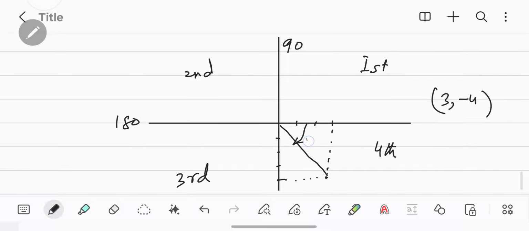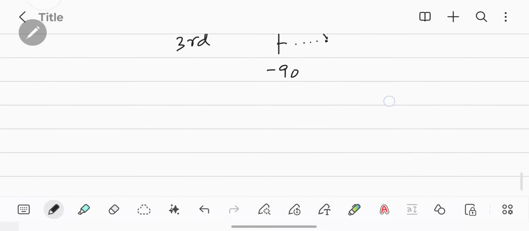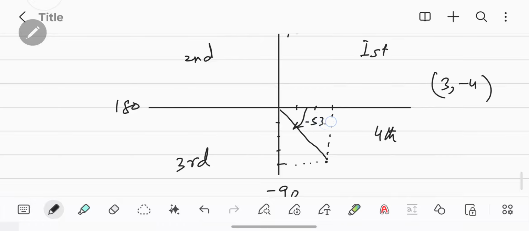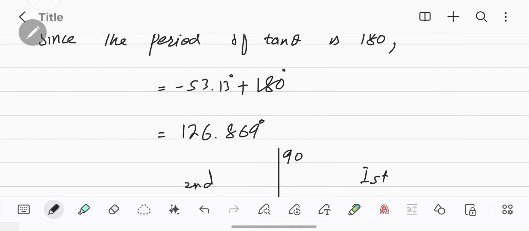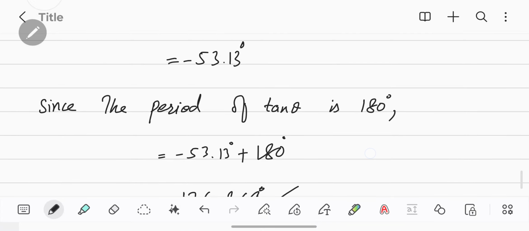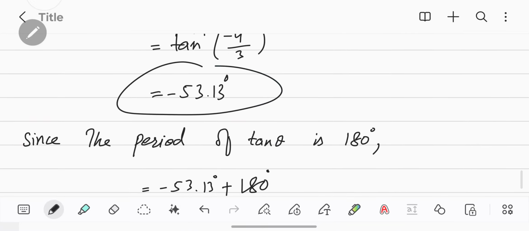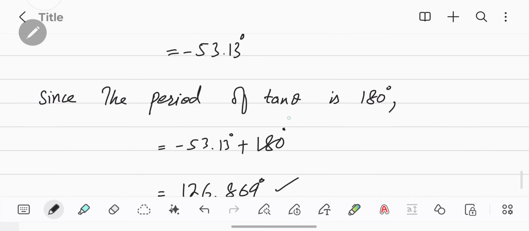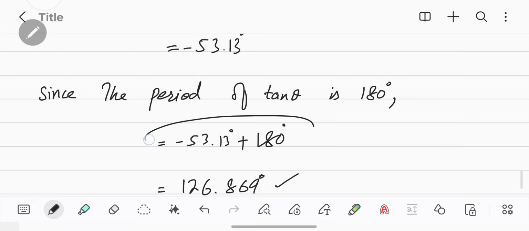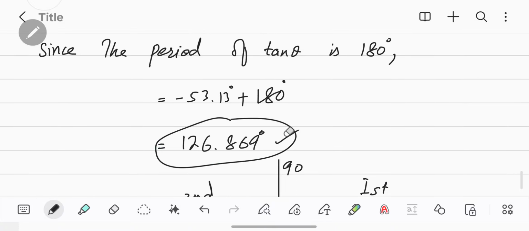So that means this angle is correct. This angle, negative 53 point something, completely determines my point. Otherwise, if I take this angle, I have found it correctly, because whenever you find an angle through the tan inverse function, you can always add or subtract 180 degrees because the period of tan is 180 degrees. So after the addition of 180 degrees, I got 126.